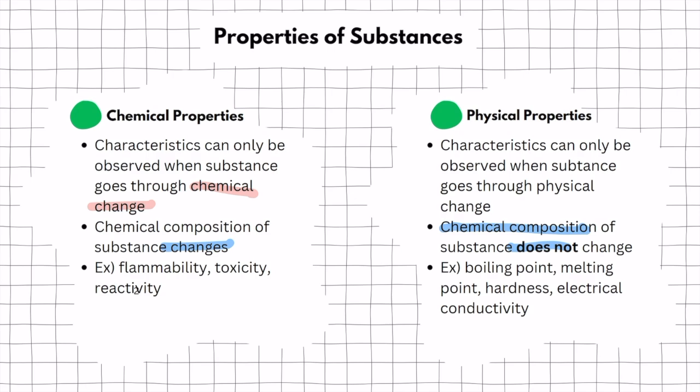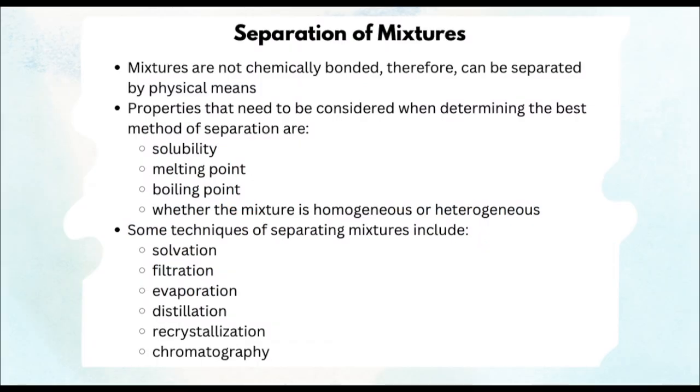Next, we're going to talk about separation techniques. As we said before, mixtures are not chemically bonded. Therefore, they can be separated by all sorts of physical means that we will talk about later. Properties that need to be considered when determining the best method of separation are solubility, melting point, boiling point, and whether the mixture is homogeneous or heterogeneous. The techniques that we will be covering are solvation, filtration, evaporation, distillation, recrystallization, and chromatography.